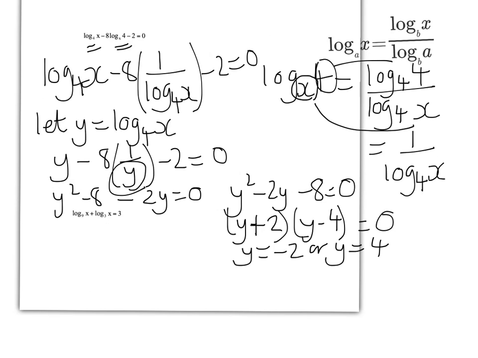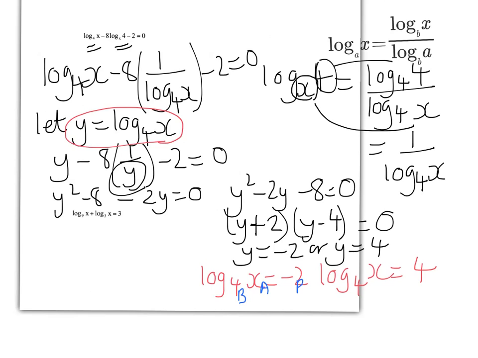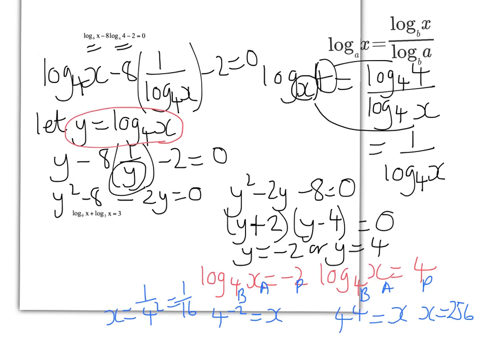So y was, what was my y up here? Here he is. Log to the base 4 of x. So log to the base 4 of x equals minus 2, or log to the base 4 of x equals 4. Okay, so now we're log bapping. Base, answer, power. 4 to the minus 2 equals x, which must mean that x is 1 over 4 squared, so x is a 16th, bingo. Or base, answer, power, so 4 to the 4 equals x, so x is 256. Done.